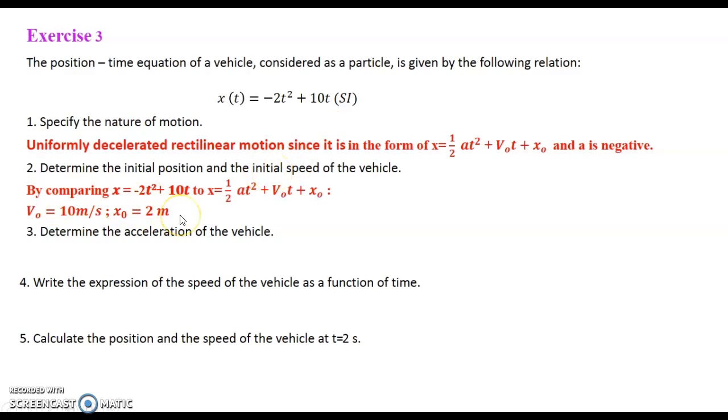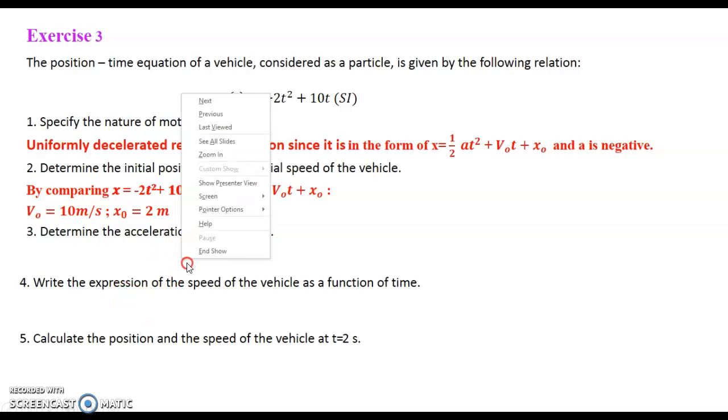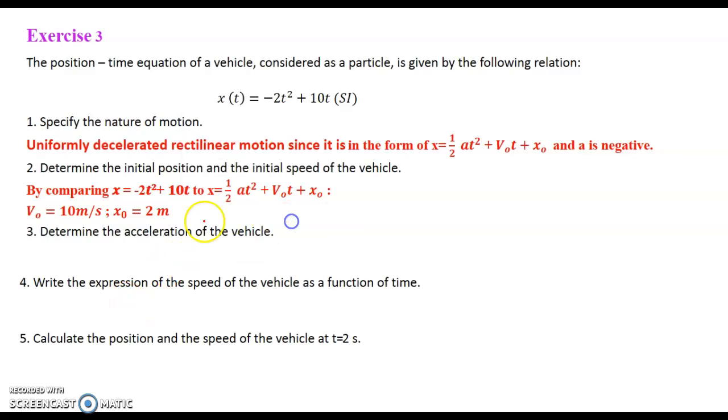Determine the initial position and the initial speed of the vehicle by comparing x equals minus 2t squared plus 10t to the general equation. The coefficient of t is v naught in the general equation, and here it is 10 meters per second in the SI unit. And x naught is equal not to 2, it's actually equal to 0. So we have to correct this one. It is equal to 0.